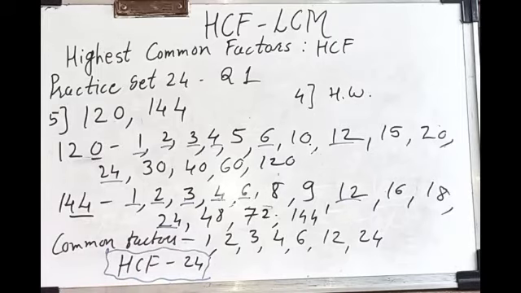See, if you forget to write 24 here as a factor, then you will not find the common factor, and your answer will be wrong. So this way you can find the HCF of 3-digit numbers.